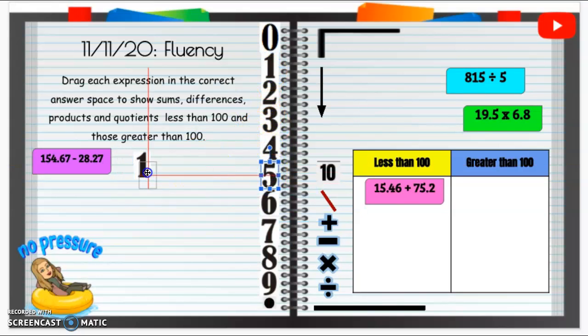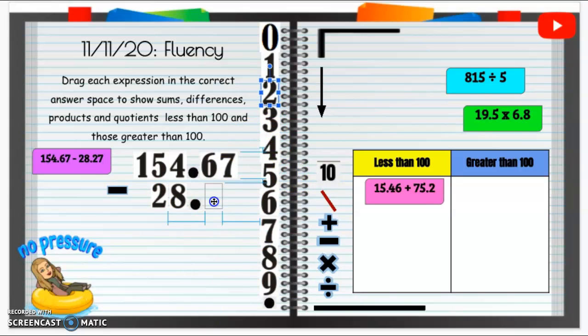154 and 67 hundredths. So put that decimal here, 67. Remember, when we're adding and subtracting, we have to line up our decimals. In this case, it's subtracting, so yes, we are lining up our decimals. Line them up. So 28. This 2 is in the 10th spot, so that's going to go under that 5. The 8, and then 27 hundredths. All right, let's subtract now.